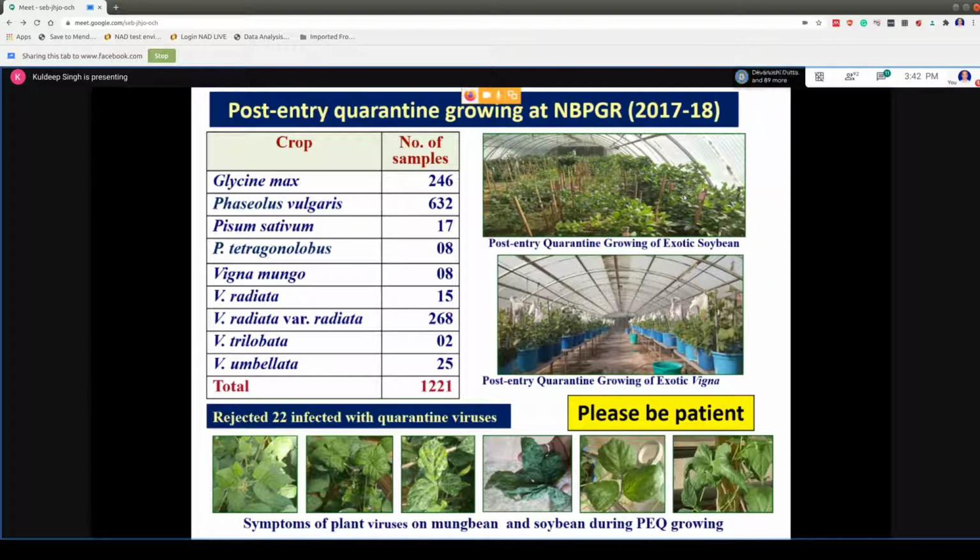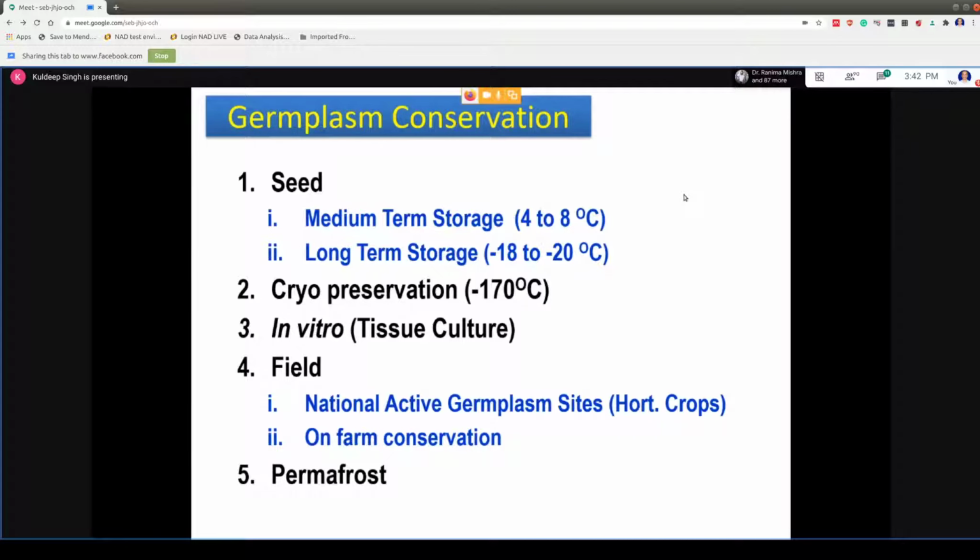We don't allow any single seed to go out without being grown in a post-entry quarantine facility. Out of 2000, we could identify and detect infection in almost 300 samples. We did not allow those to come out. If you were not stringent on that, these diseases, the viruses, bacterial diseases, fungal diseases, even insects, may become common in our country and can cause huge losses to us. And this is what we are doing, using most of the modern methods.